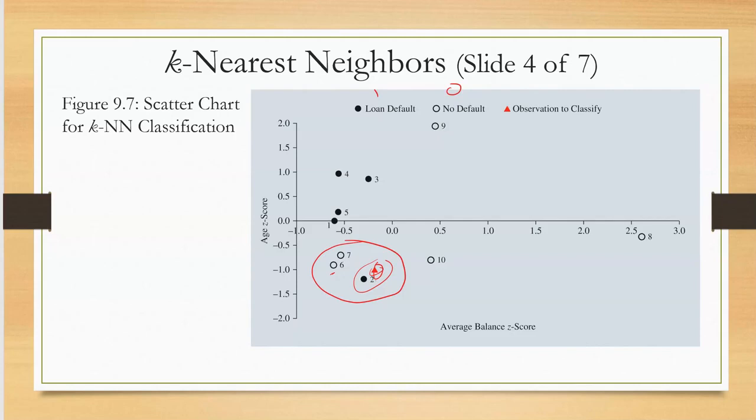We can next see some examples of how we would do this k-nearest neighbor classification, and then how we choose the optimal k based on our results in the validation set.